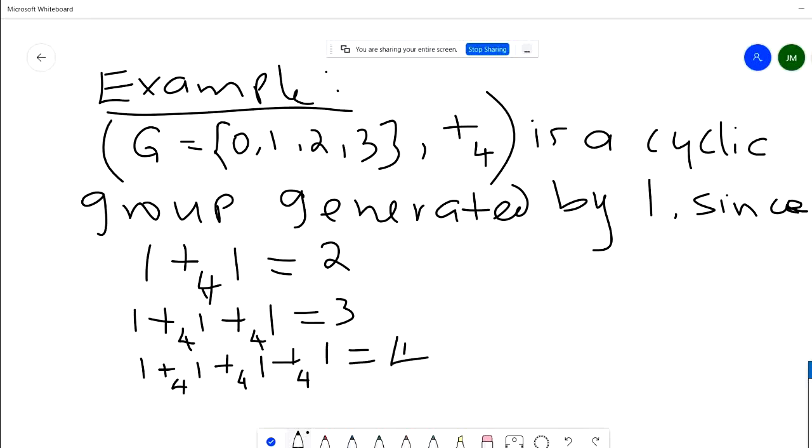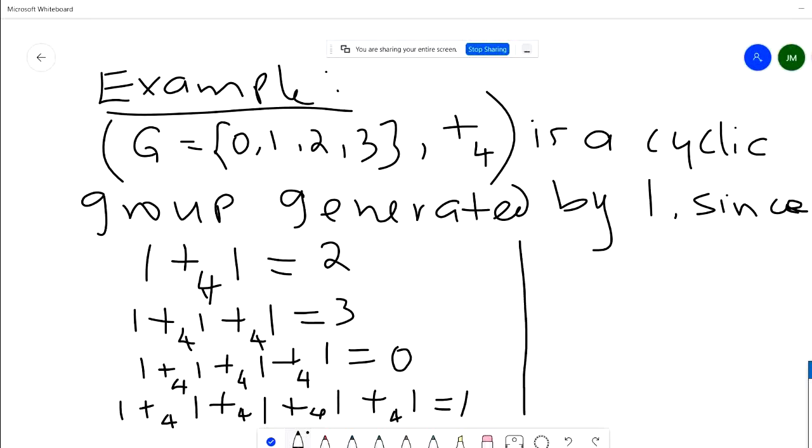And if I continue this way, adding 1 four times, this is equal to 4. Sorry, 4 modulo 4 is 0. So that is equal to 0. If I continue again, now adding 5 times, this is 1, 2, 3, 4, 5. 5 modulo 4 is 1. And you can see I have generated 1, I have 0, 1, 2, 3.